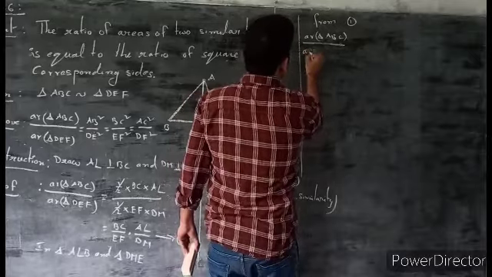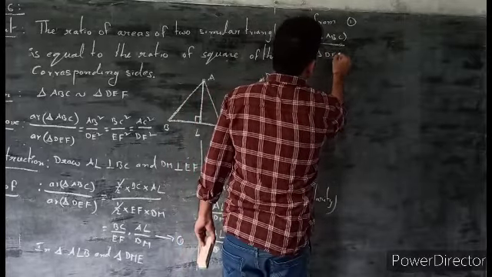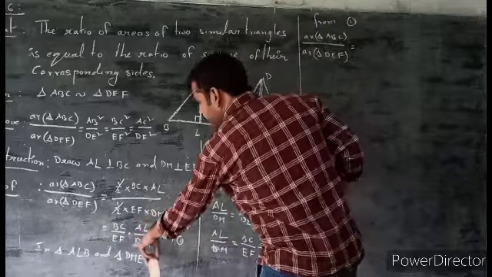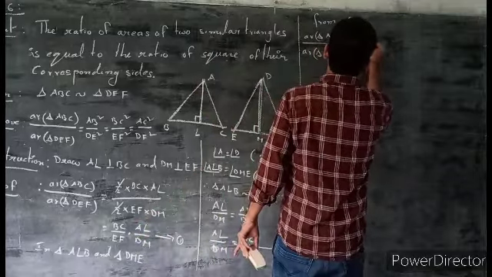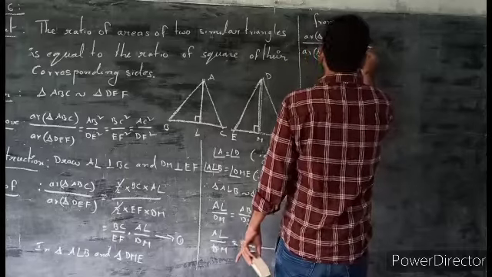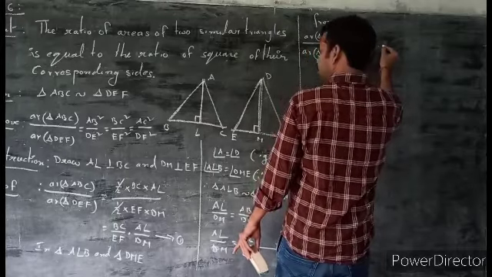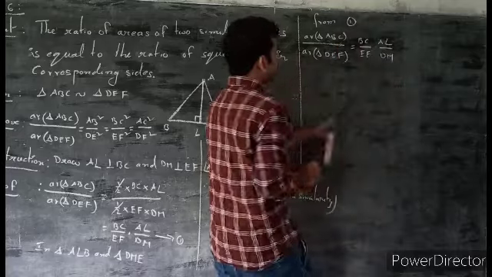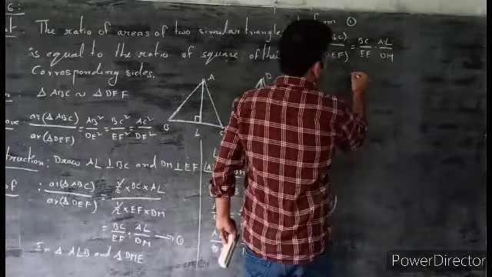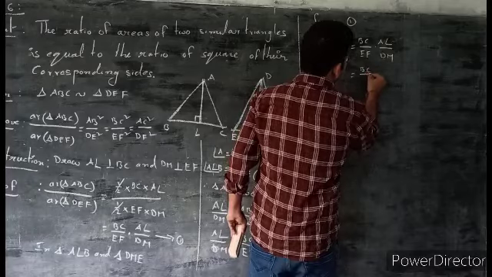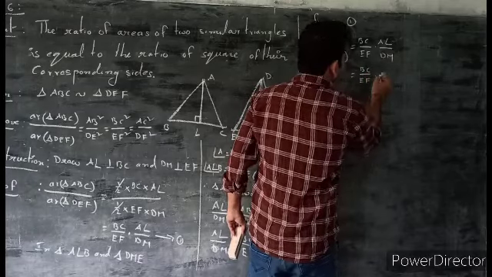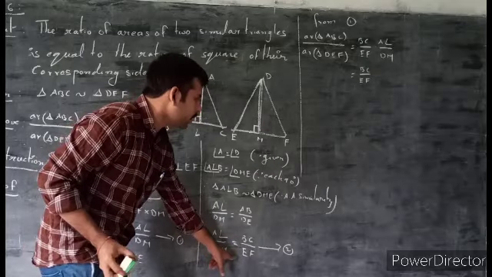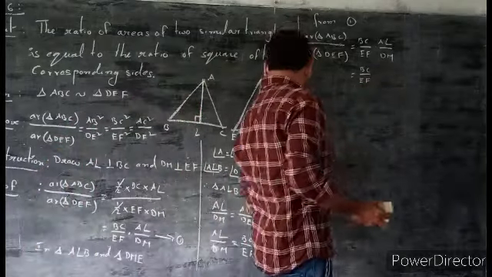Area of triangle ABC by area of triangle DEF is equal to BC by EF into AL by DM. So it is equation 1. Next, again, it is the same: BC by EF into AL by DM, and AL by DM is BC by EF. So now these values, substitute BC by EF.